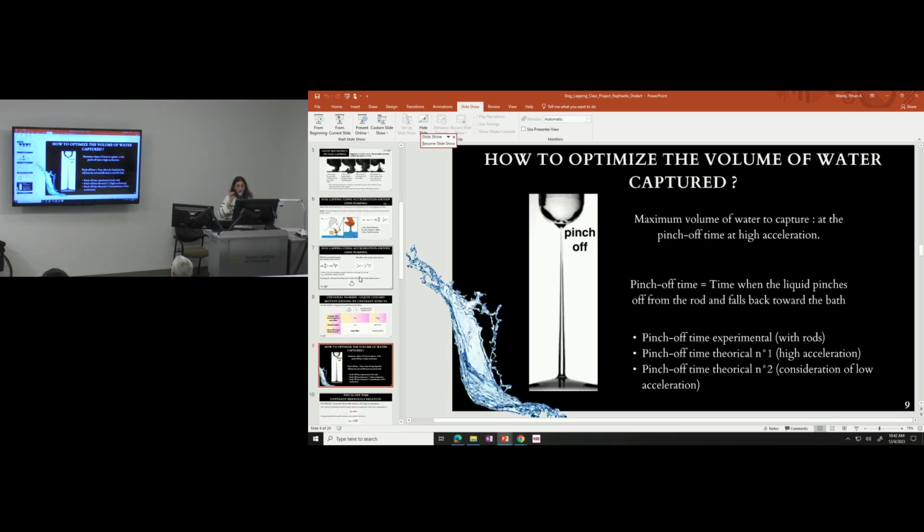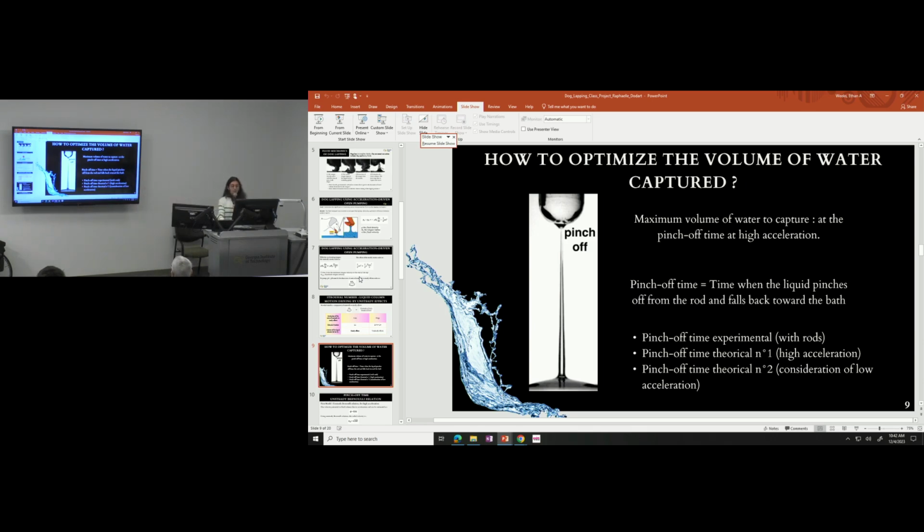And so a question was how the dogs optimize the volume of water captured. The main assumption is that the maximum volume of water happens at the pinch-off time at high acceleration. The pinch-off time is the time when the liquid pinches off from the rod and falls back toward the bath. So the dog has to try to capture the water when the volume of the column is maximum.